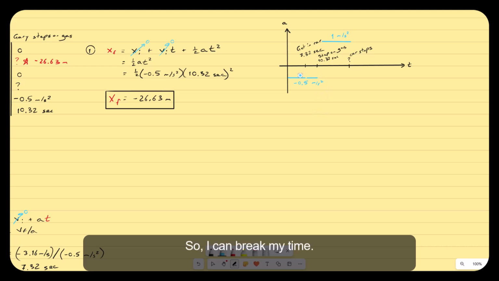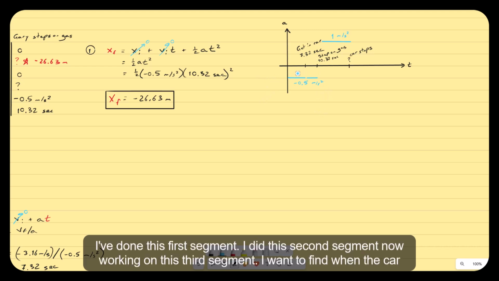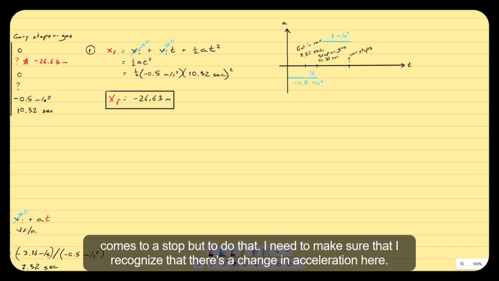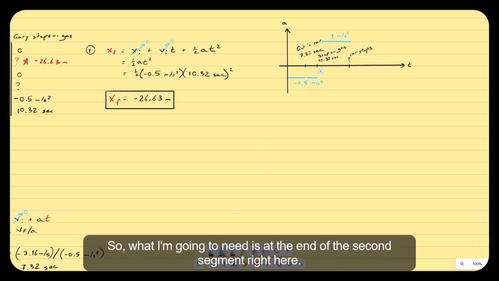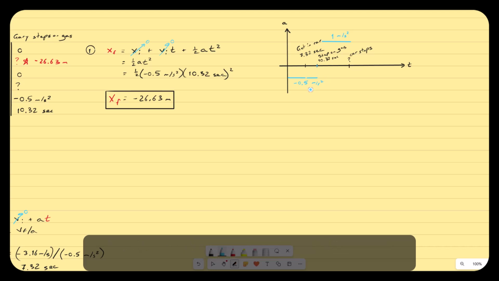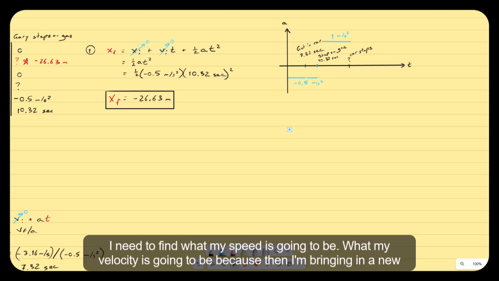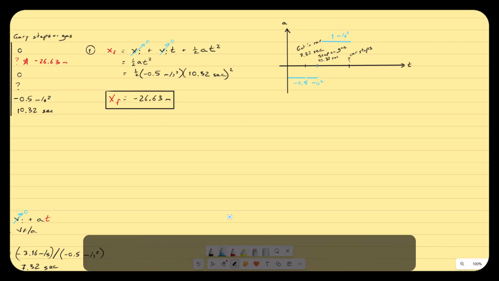So I can break my time. I've done this first segment, I did this second segment, now I'm working on this third segment. I want to find when the car comes to a stop, but to do that, I need to make sure that I recognize that there is a change in acceleration here. So what I'm going to need is at the end of this second segment right here, I need to find what my speed is going to be, what my velocity is going to be, because then I'm bringing in a new acceleration. So I do need to find right here that final velocity.